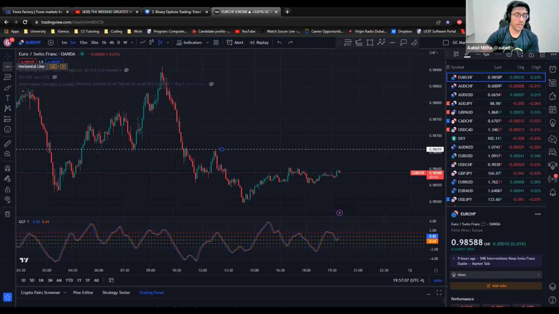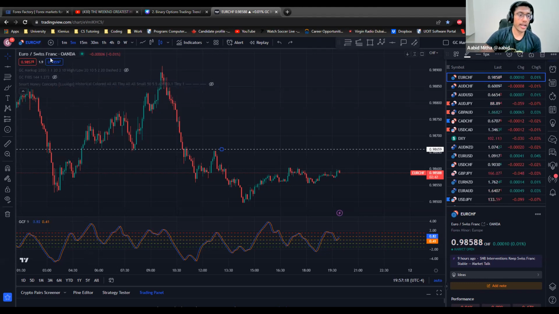Let me know in the chat if you guys know. So EUR is obviously euro, so that applies to Europe. CHF, that's right, Switzerland. So what we're looking at right now is the exchange rate between the euro and the Swiss franc, which is denoted by CHF, right?